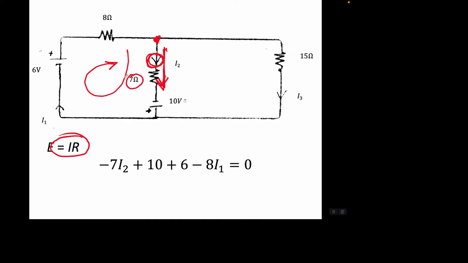So E equals IR is 7I2, and it's negative 7I2 because we're passing in the same direction as the indicated direction of the current. In the same way, we're going to go through this battery in the direction of the current. Well, we're going from negative to positive, so that leads to a voltage increase. Next, we go through this battery, again from negative to positive, voltage increase, 6 volts. And then lastly, we go through this resistor, and we're passing through it in the same direction as the indicated direction of the current, I1. And so the voltage change is going to be 8I1. In this case, it's a voltage drop because it's in the same direction as the current. Okay, and that has to equal 0.